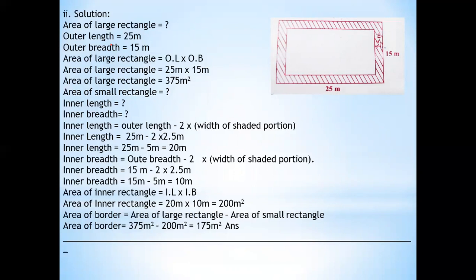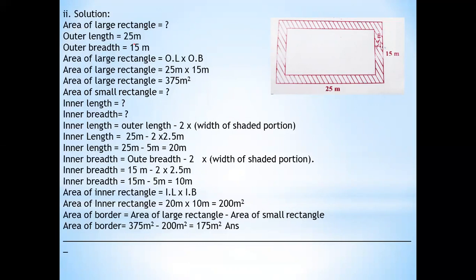Dear students, in part number 2, here is the small practice we have. Here we are given the area of the large rectangle. Now dear students, we can see from the given rectangle that we are given the outer length, the outer breadth, and the width of the border. Now, as usual, in the previous part we were given the values of the small rectangle. Here, the values of the large rectangle are given. So first of all, we will find the area of the large rectangle.